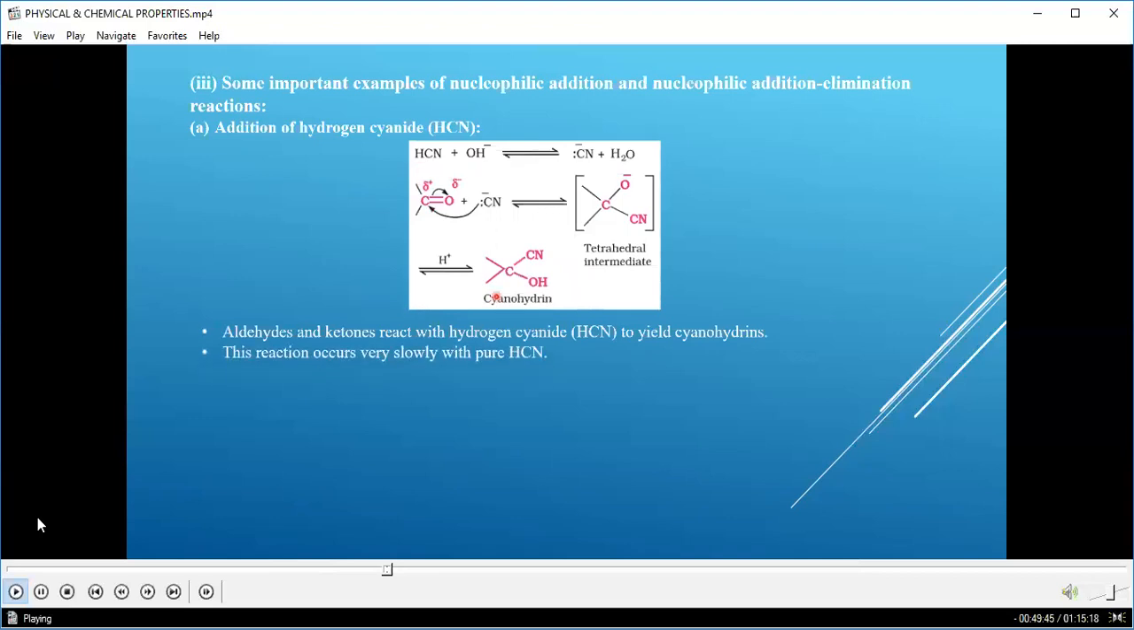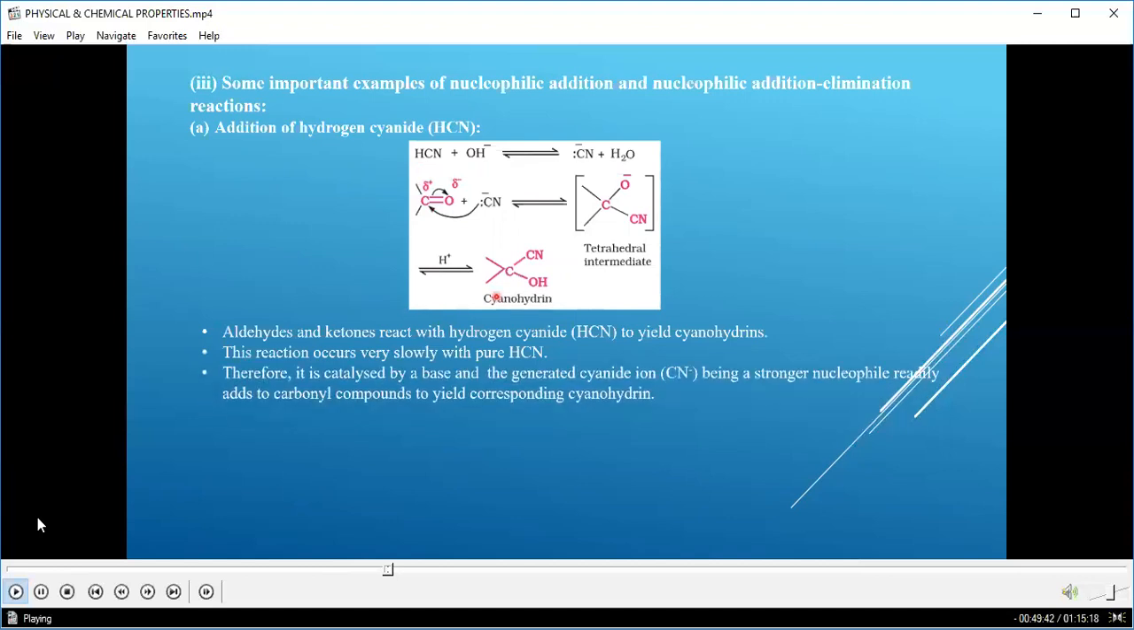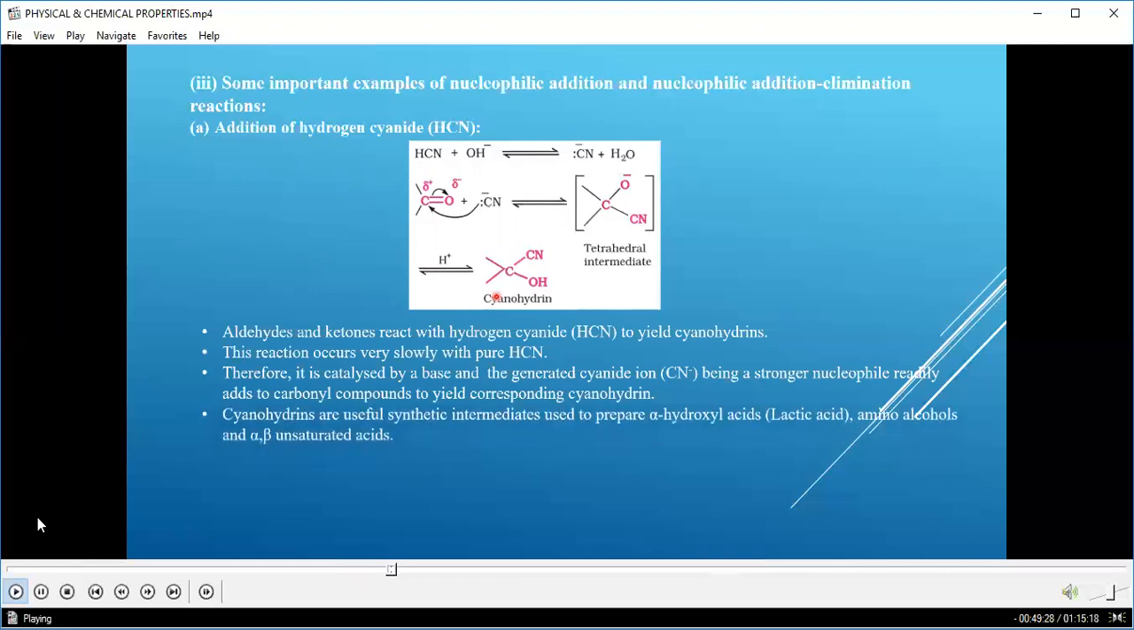Next, aldehydes and ketones react with hydrogen cyanide to yield cyanohydrin. This reaction occurs very slowly with pure HCN, therefore it is catalyzed by a base. The generated cyanide ion, being a stronger nucleophile, readily adds to carbonyl compounds to yield the corresponding cyanohydrins. Why do we prepare cyanohydrins? These are useful synthetic intermediates, or reagents, which are used to prepare alpha hydroxy acids, for example lactic acid, and amino alcohols.